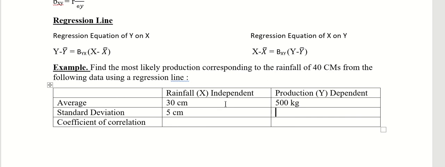So if there is a change in rainfall due to standard deviation, production will change by 100, right? Standard deviation is 100. If, for example, rainfall goes up to 35, production will also go up, to 600. This is what we assume, okay? So there is a direct relationship. We are assuming that. Then the coefficient of correlation between these two variables is 0.8. Okay, so this is the correlation.